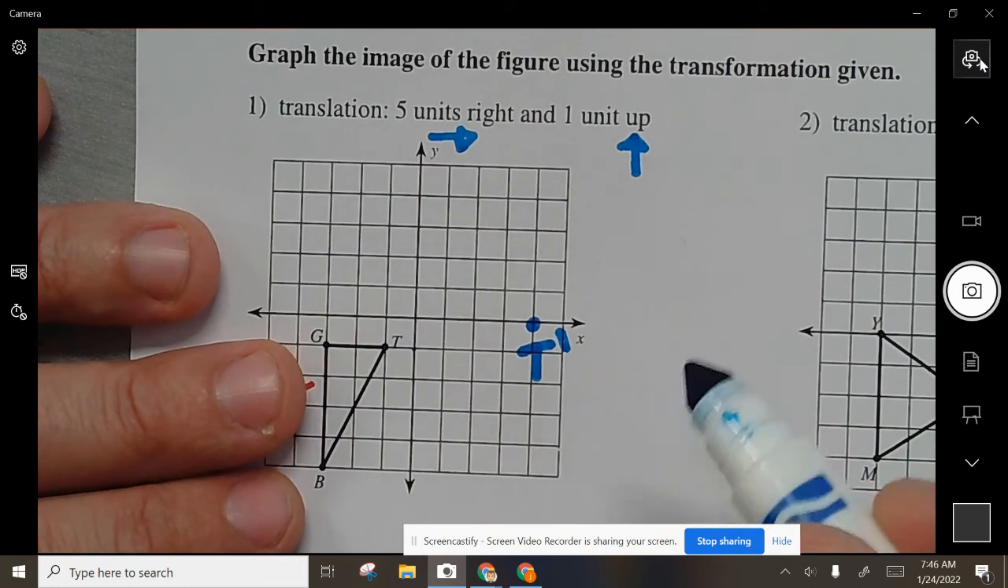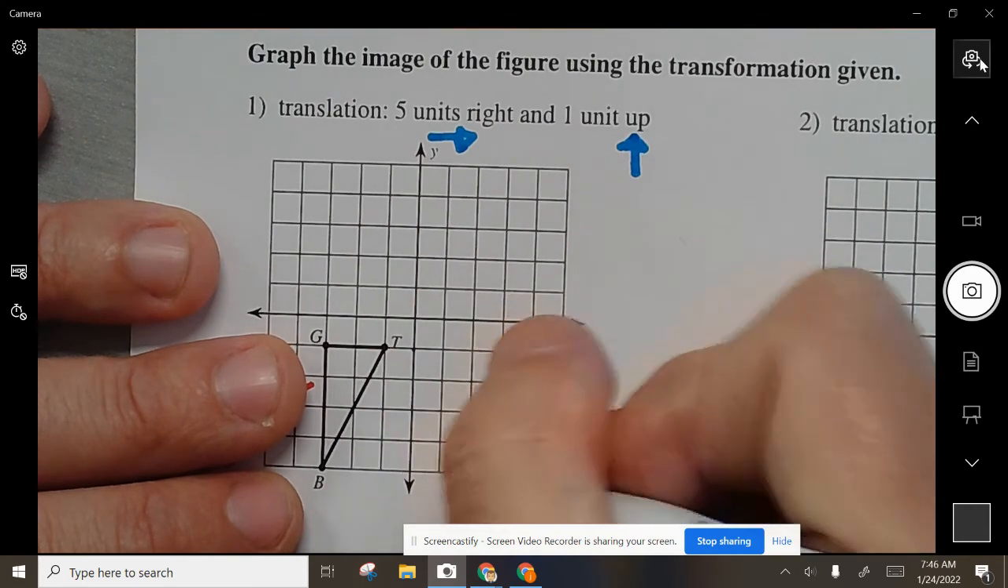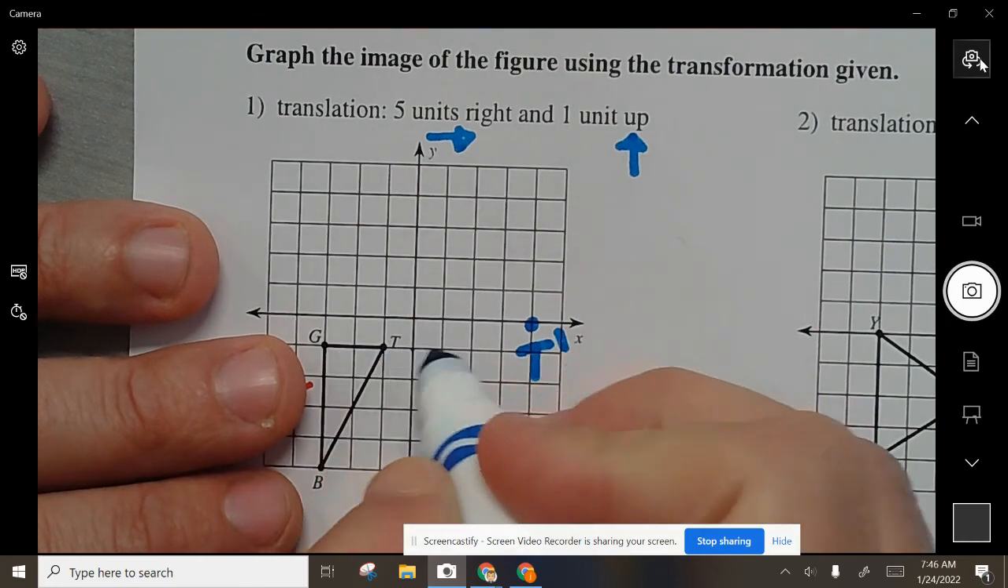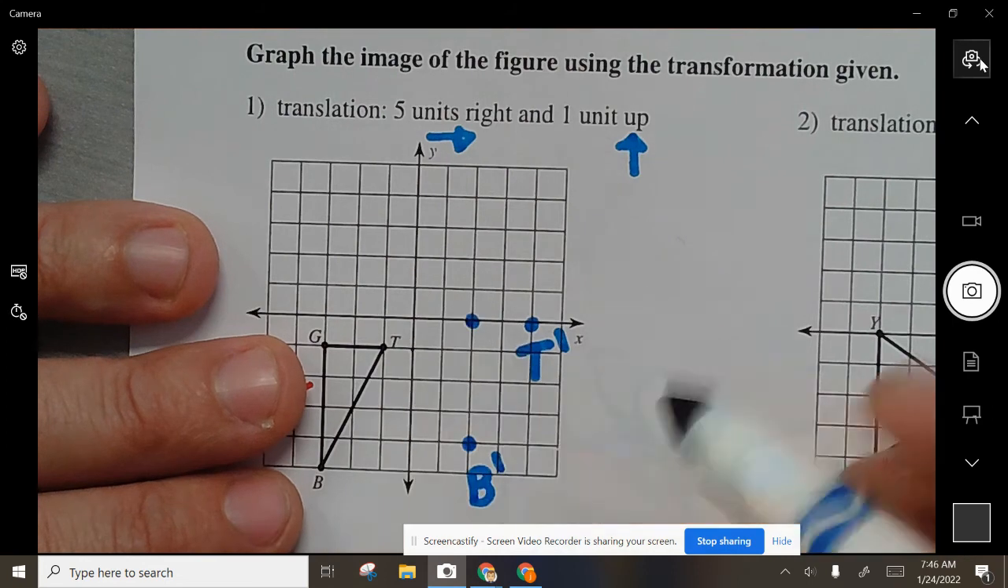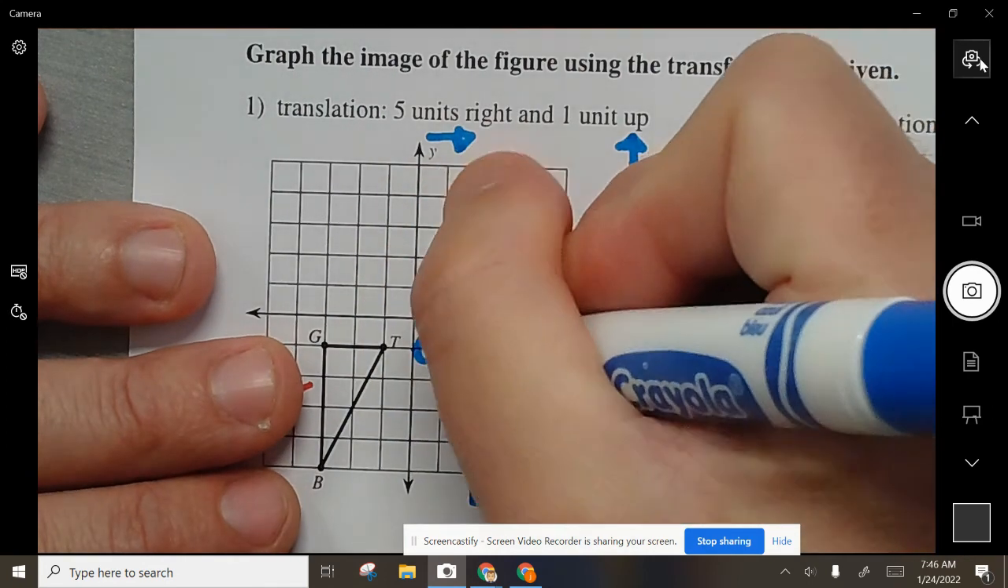Okay. Now do the same thing with B over 5. 1, 2, 3, 4, 5, up 1. And this is B prime. Okay. Do the same thing with G. 1, 2, 3, 4, 5, up 1. And this is called G prime. And then draw your new triangle.